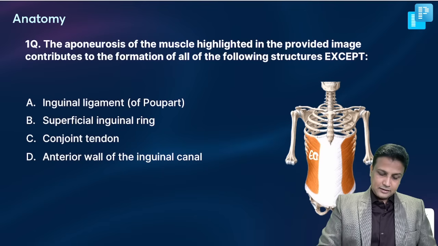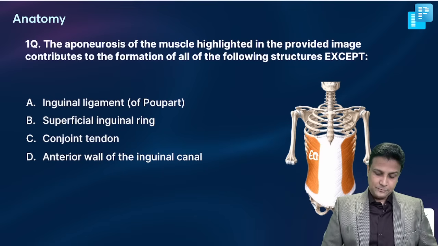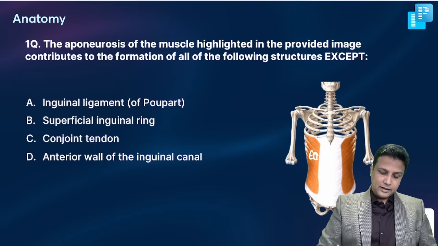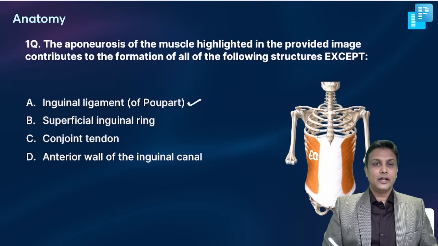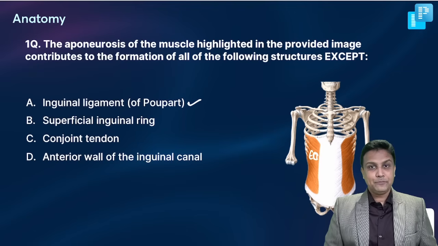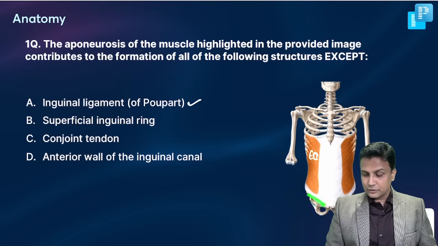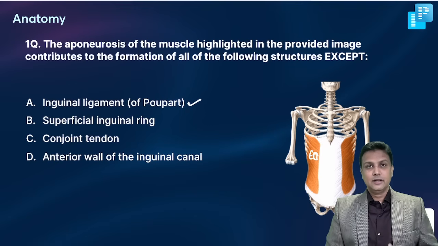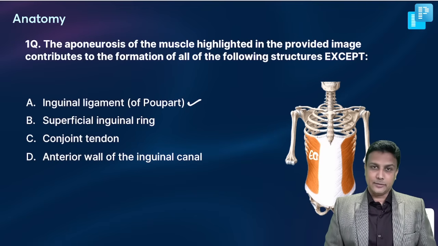Now it is asking, this muscle here is going to form all of the following structures except which one here. So number one, inguinal ligament or the Poupart's ligament. Of course, that is actually a modification of the external oblique aponeurosis only. So whatever external oblique aponeurosis that you're able to see, the lowermost margin of this one will become thicker, and that itself is nothing but the inguinal ligament or else the Poupart's ligament.